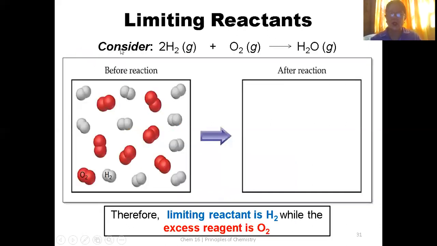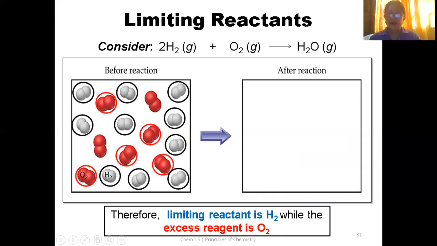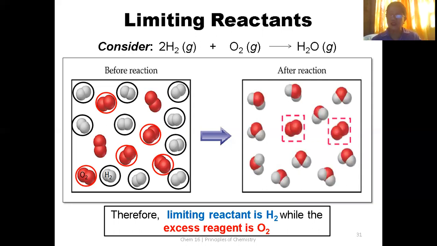So for instance, here you have an equation of two molecules of hydrogen and one molecule of oxygen to form water. Here, can you show the before reaction? Then what will happen is after the reaction. You can see that the excess is the extra oxygen. The hydrogen is just enough and is consumed. So that is what is meant by limiting and excess.